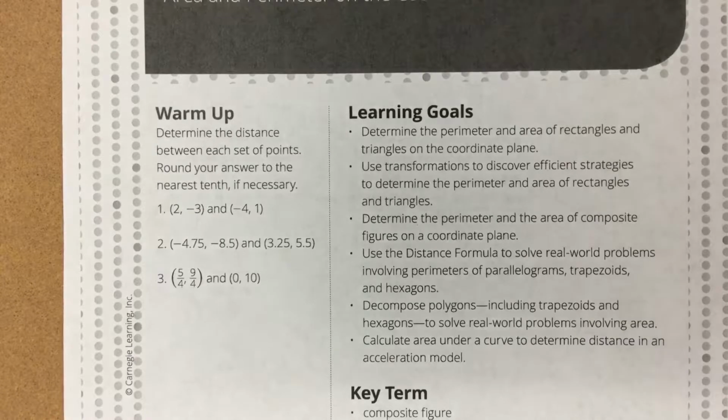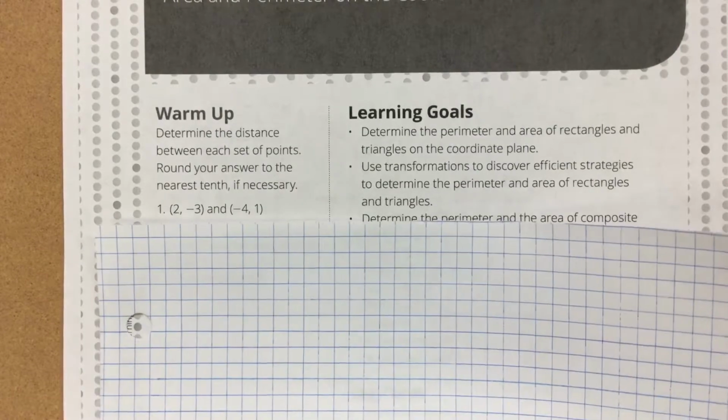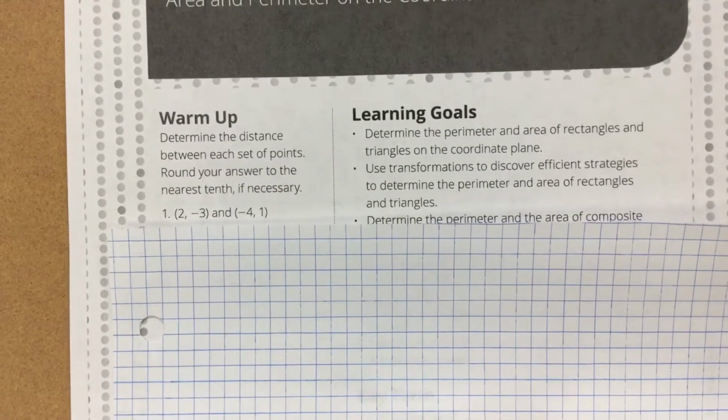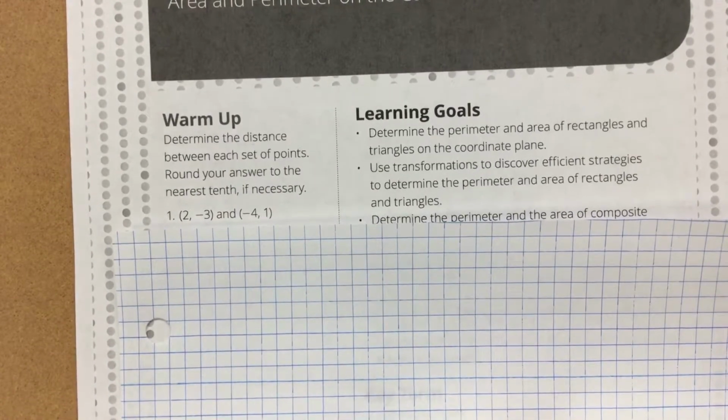In order to do that, I have an extra sheet of paper here. I do think it's helpful on these warm-ups to have an extra sheet so that you have space to work it out instead of having to do it all in that little space that they provide for you. So this first one says warm-up: determine the distance between each set of points, round your answer to the nearest tenth if necessary.